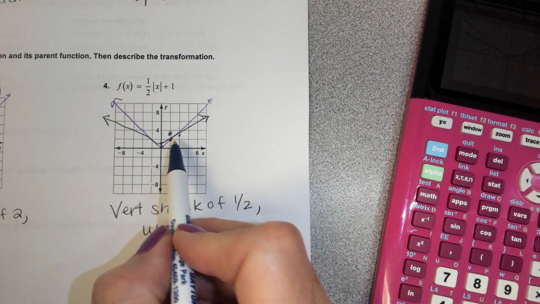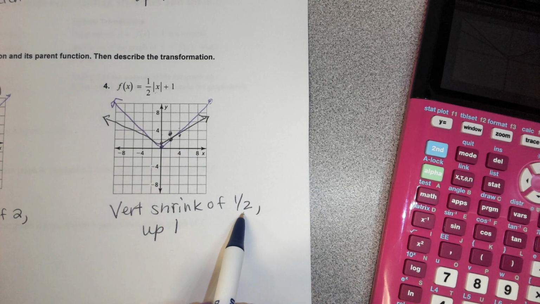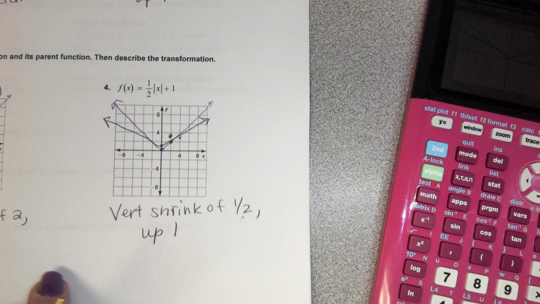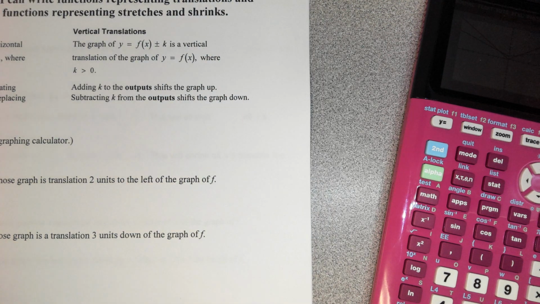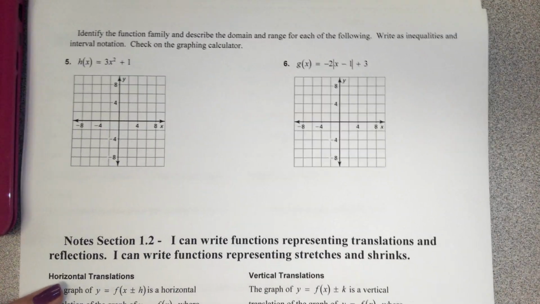I can see that vertical shrink. It's not as steep as it used to be. It's shrunk vertically by 1/2. And this vertex used to be here at 0, and now it's up here at 1. All right, so it's just some basic terms there. Going to do a couple more just to get the hang of the graphing calculator too.